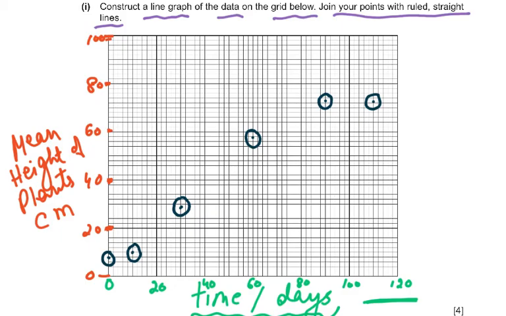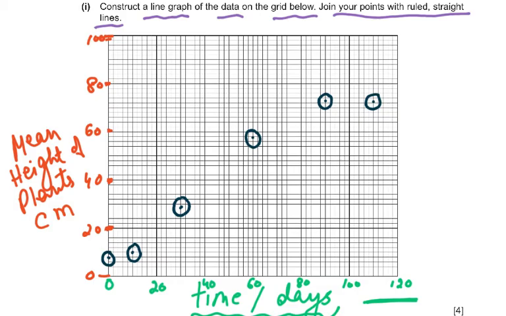So the first mark was time on the x-axis and axis fully labeled with units. Then linear scales and values at origin and occupying at least half the grid. This got you the second mark for deciding what scale you're going to use. Then plots, 6 points plotted correctly. And then of course, rule lines between points and no extrapolation. Extrapolation means you don't extend it.